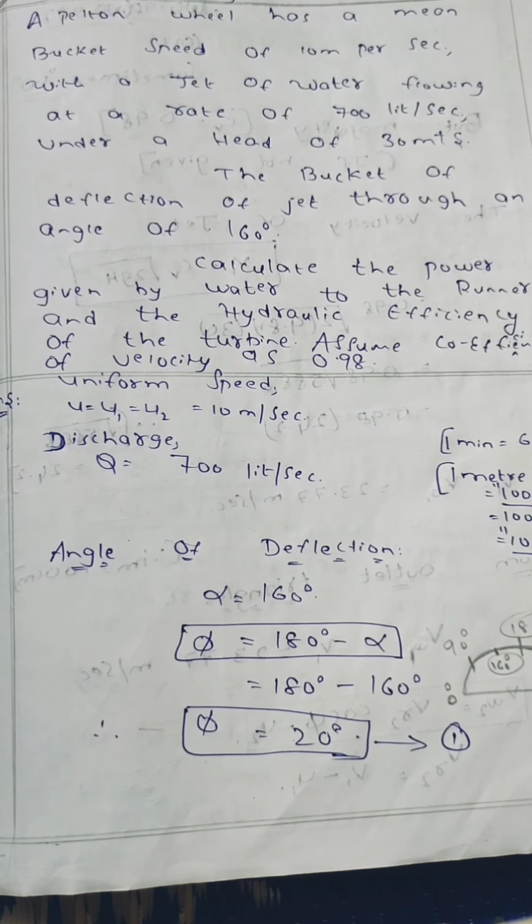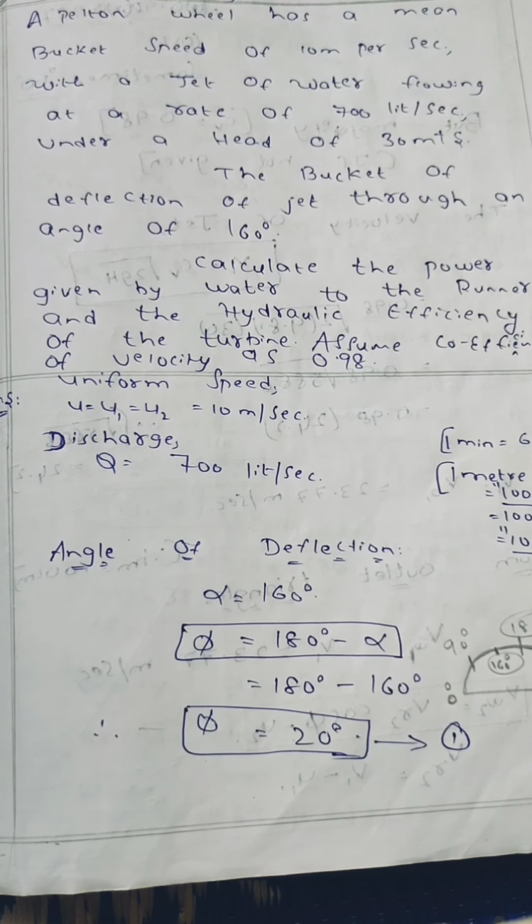Angle of deflection alpha equals 160 degrees. So phi equals 180 minus alpha. Alpha equals 160 as it was given in the question. Substituting, 180 minus 160 gives phi equal to 20 degrees.